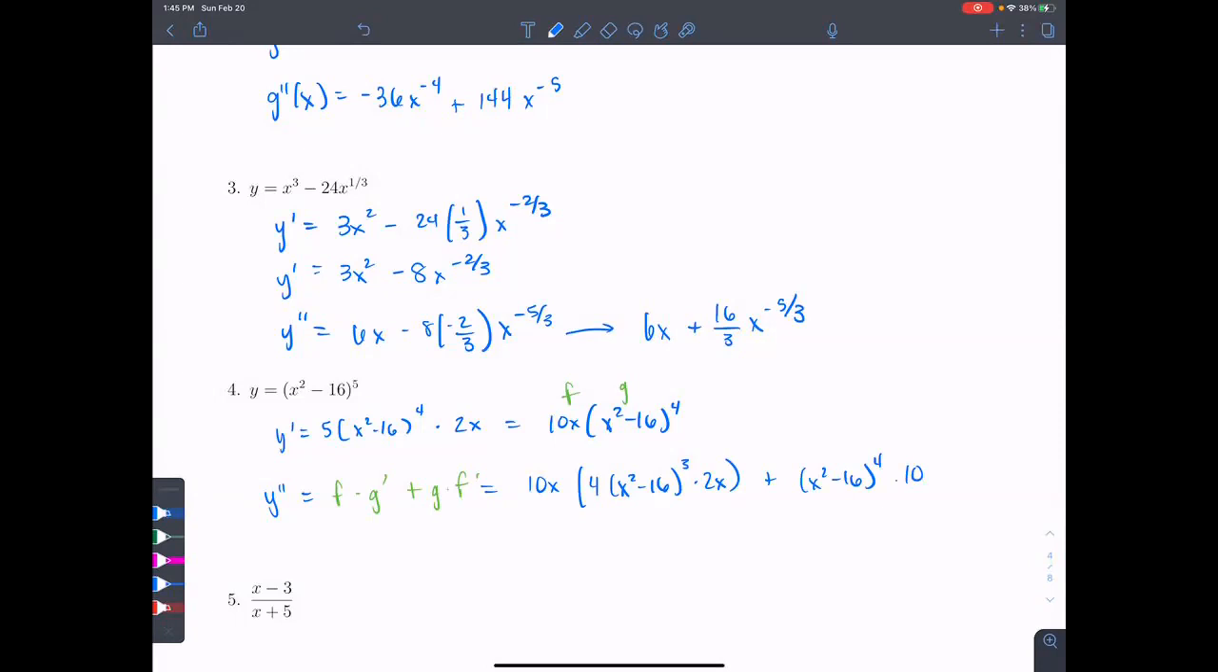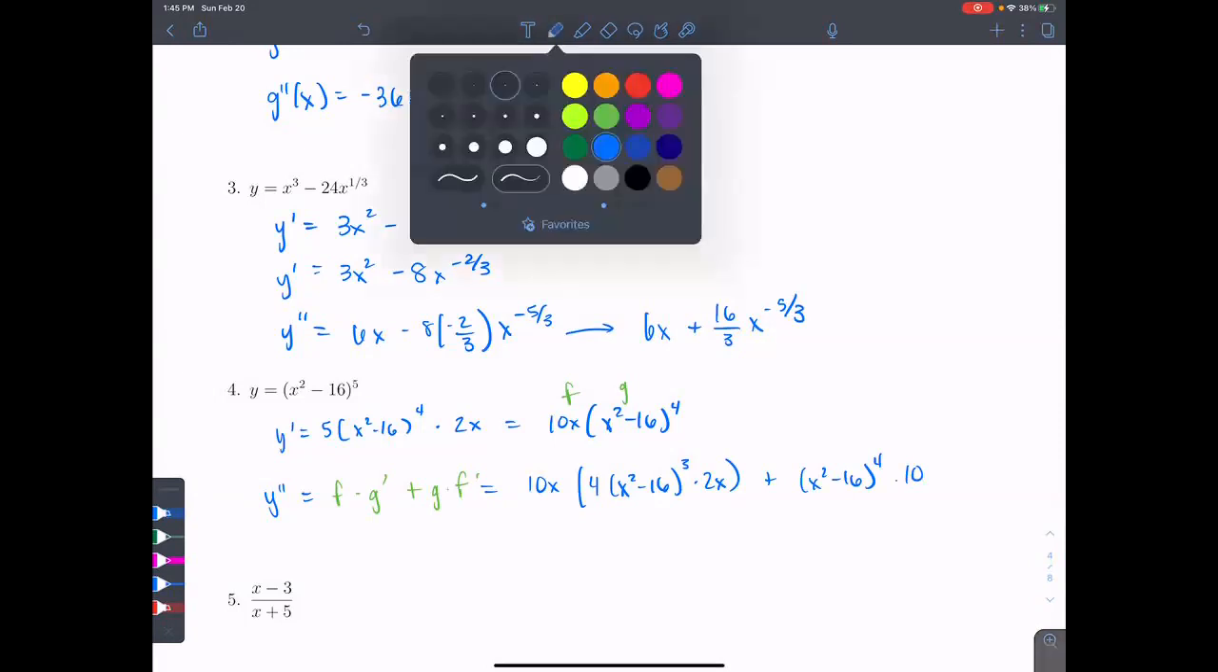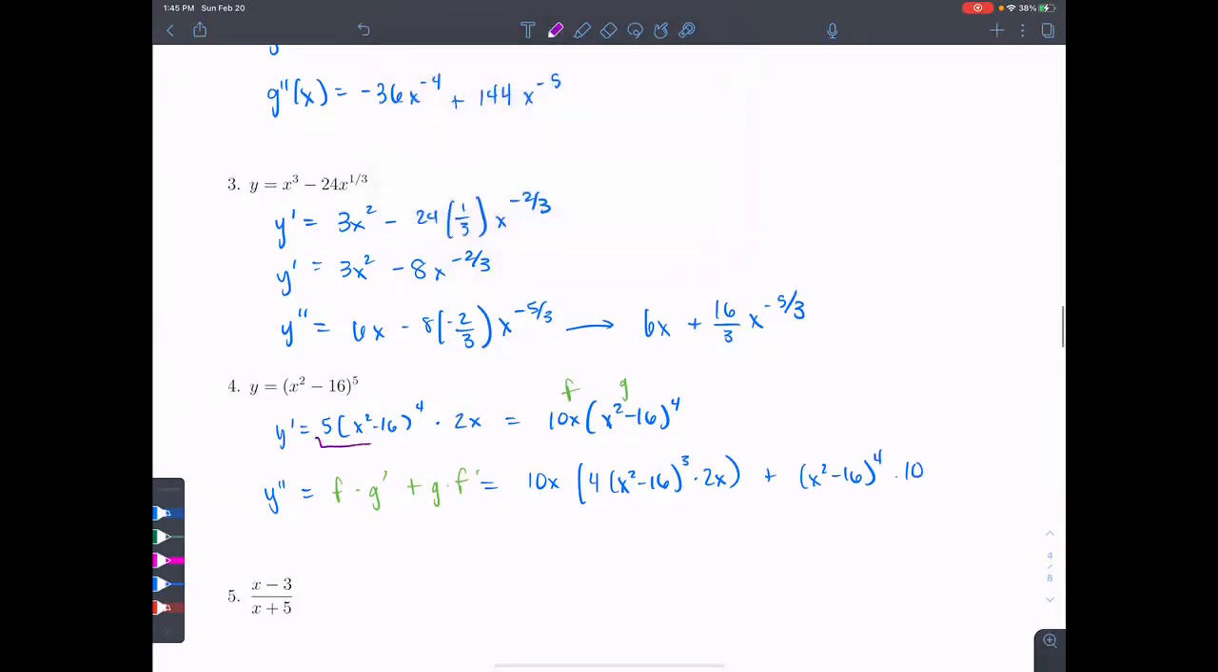Okay. You could have done this, sorry, I was looking at my notes. You could have done this with this as your f function and this as your g function. That's what I did in my notes, but it does not matter. It should give you the same thing. I'm just verifying that. Yes, it does.